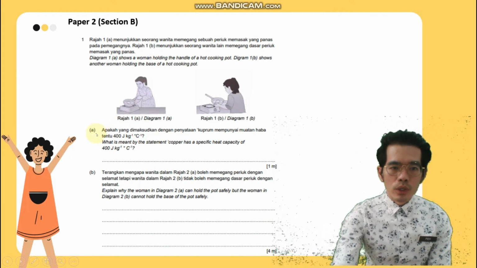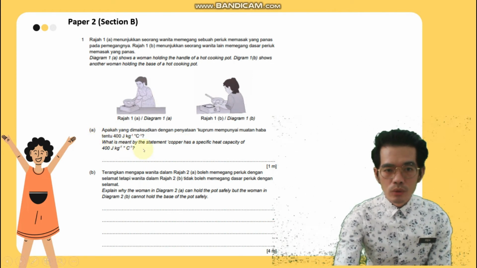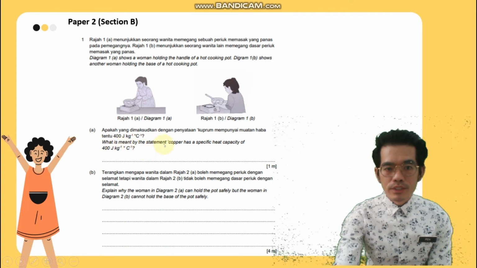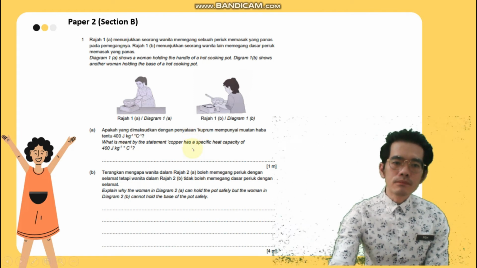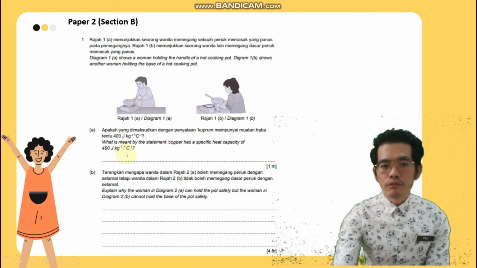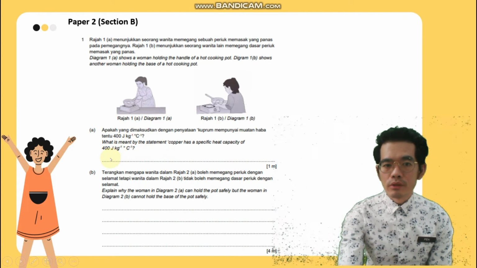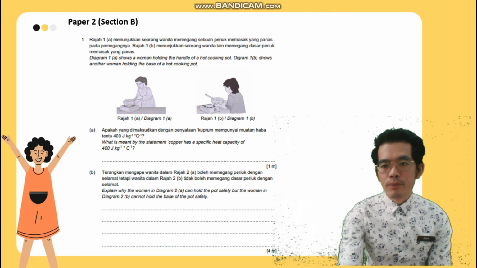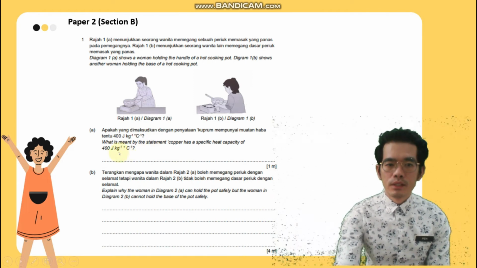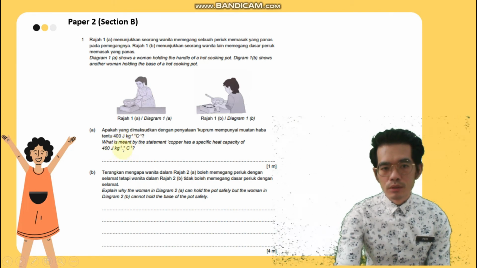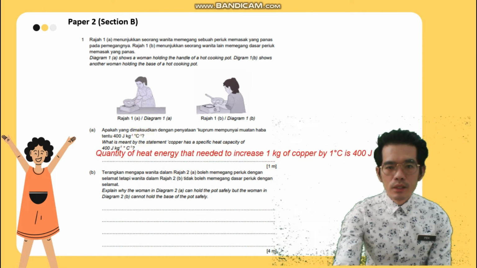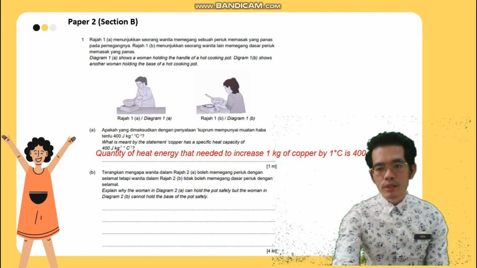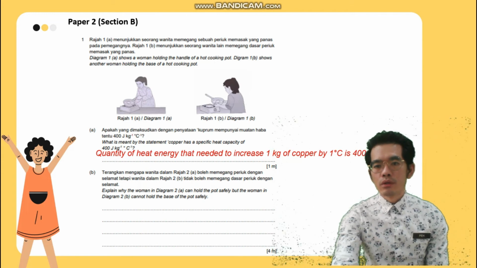Okay, so the first question is normally asking the definition. So here also same, asking the definition of the statement of copper, which has a specific heat capacity of 400 joule per kg per degree Celsius. So that means the copper needs 400 joule of heat energy to increase 1 kg of copper by 1 degree Celsius. You must include the mass and the temperature in your definition. So you can refer to the units. Let us see the answer together. Quantity of heat energy needed to increase 1 kg of copper by 1 degree Celsius is 400 joule.